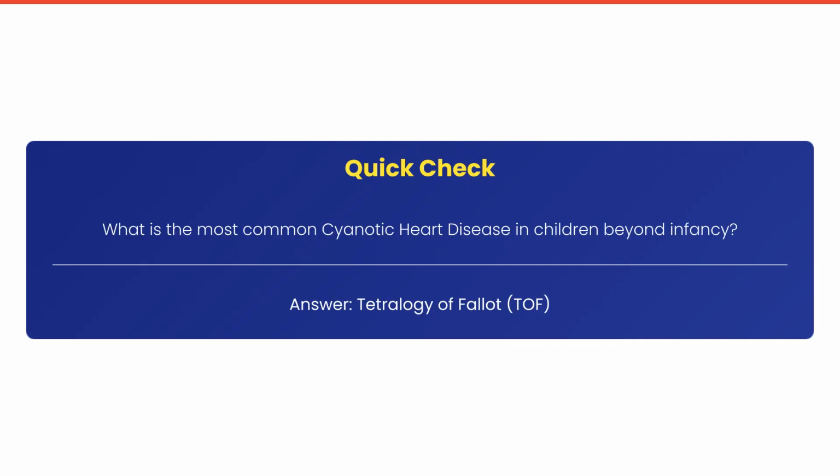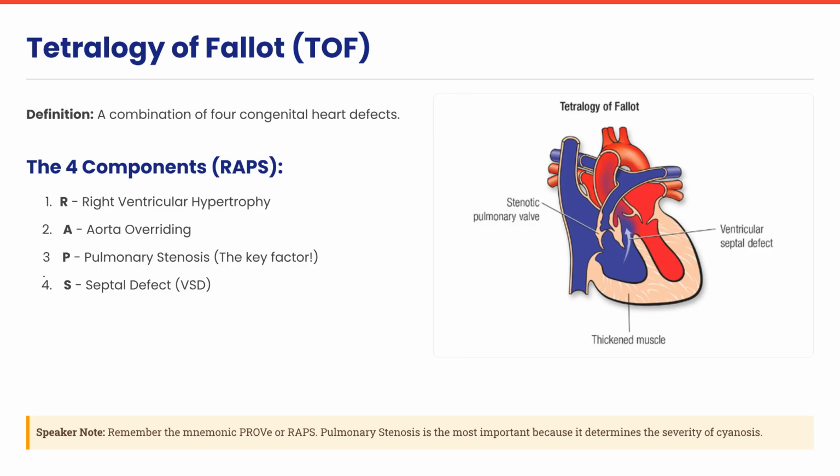What is the most common cyanotic heart disease in children beyond infancy? The answer is tetralogy of Fallot, or TOF. Tetralogy of Fallot is a combination of 4 defects, often remembered by the mnemonic PROVE. These include right ventricular hypertrophy, aorta overriding, pulmonary stenosis, and a septal defect, or VSD.